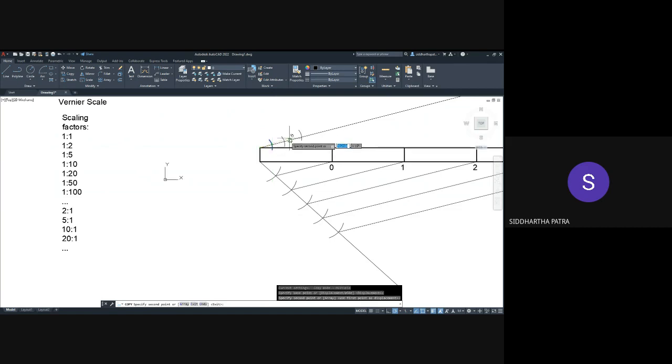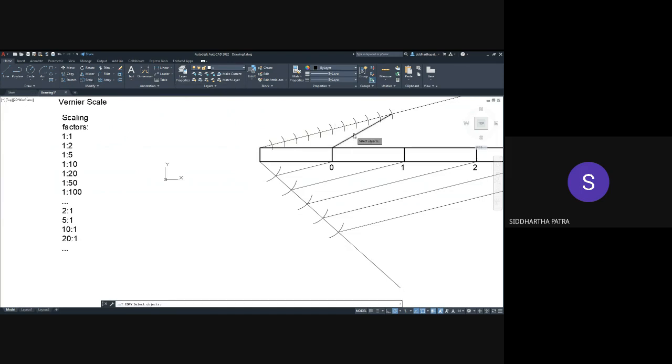Okay, and thereafter what you would do next is we would join these two lines, and like before we would be drawing parallel lines.